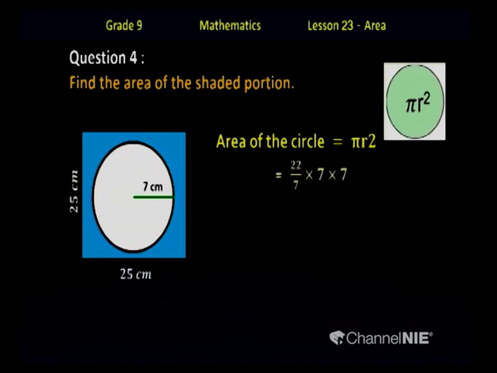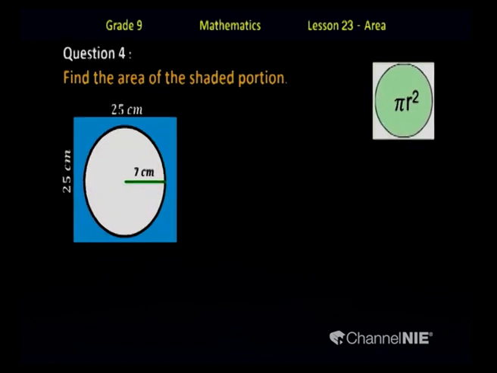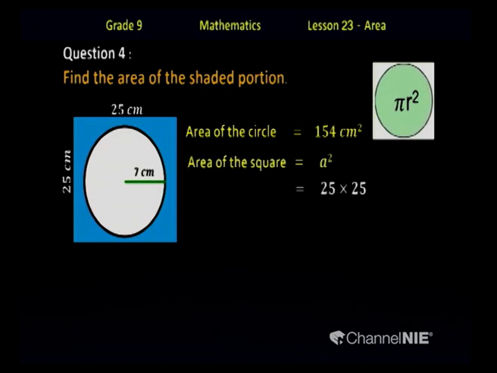Area of the circle is 22 over 7 into radius, 7 into 7. Then 7 and 7 you can simplify. Then the answer is 22 into 7. The area of the circle is 154 square centimeters. Now what you have to do is find out the area of the square. Let's find it. Area of the square is 25 into 25. What is the value? The answer is 625 square centimeters.